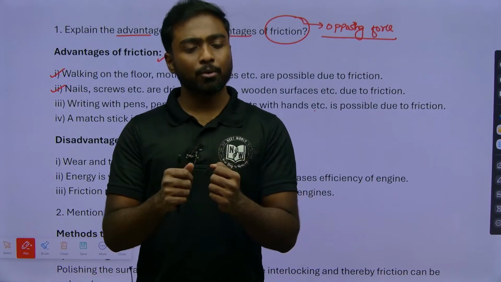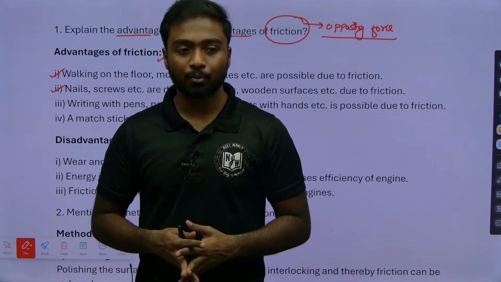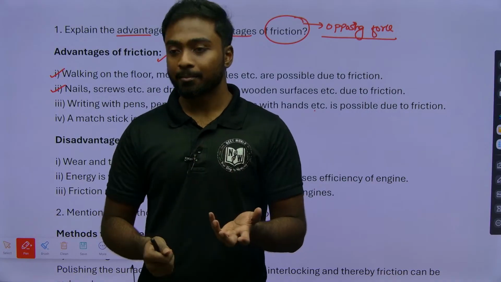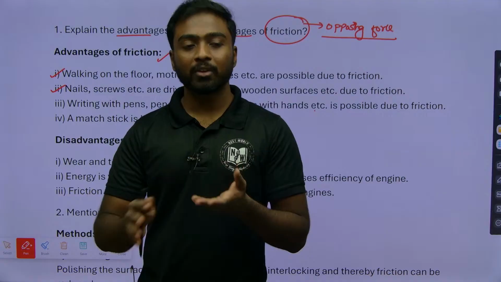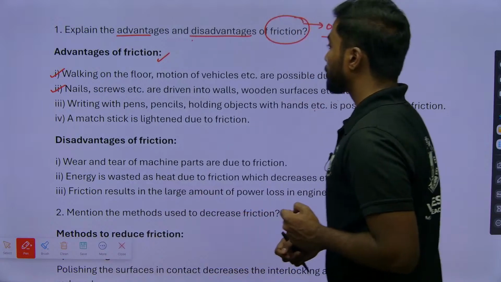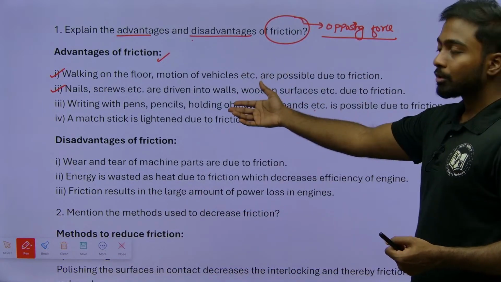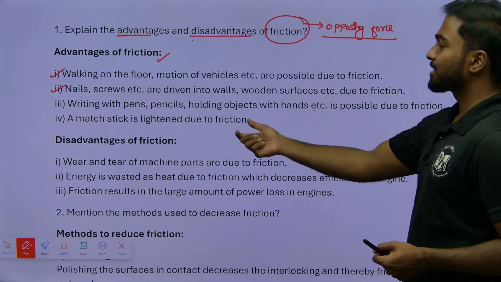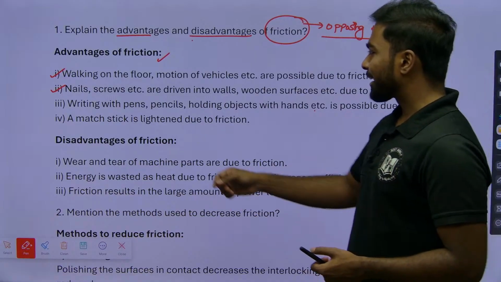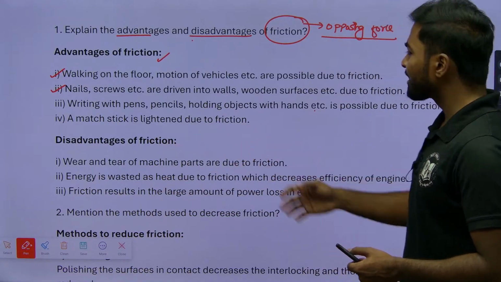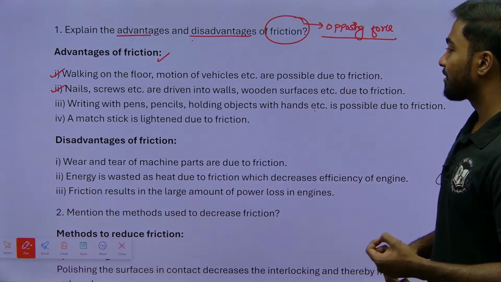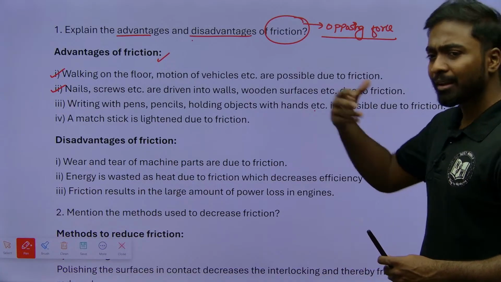When you talk about stones, it's a hard, rough surface. When we rub two hard or rough surfaces, friction takes place. Both are opposing each other, so obviously heat will be produced. So the first point: walking on the floor and motion of vehicles. Next, nails and screws are driven into walls. Third, writing with pen and pencil in books, and holding the books also. Fourth, matchsticks are lit due to friction, and you can add some more examples also.